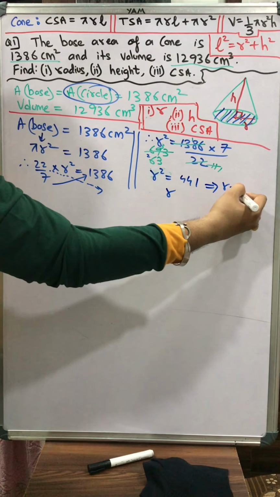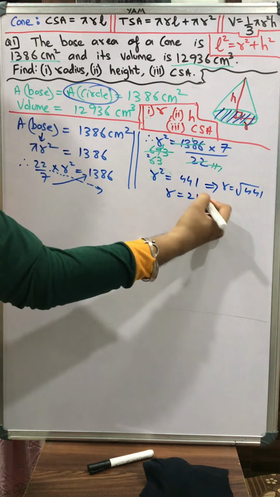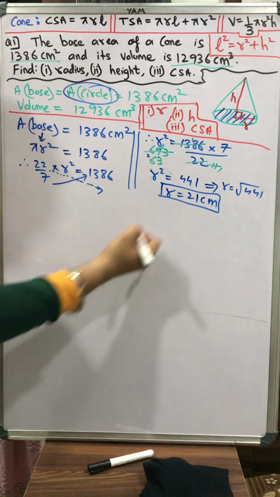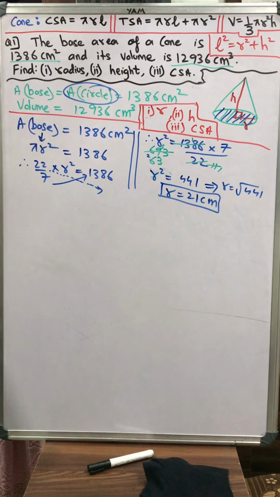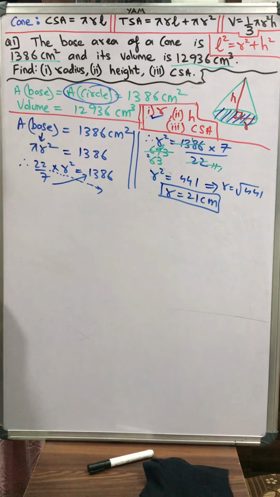So students, square root, here it will be what? r will be square root of 441. So r will be what? 21 centimeters. Square root of 441 is 21. So r is 21 centimeters, students. So we got to know the value of r. That's it. We are done with the first sub question.